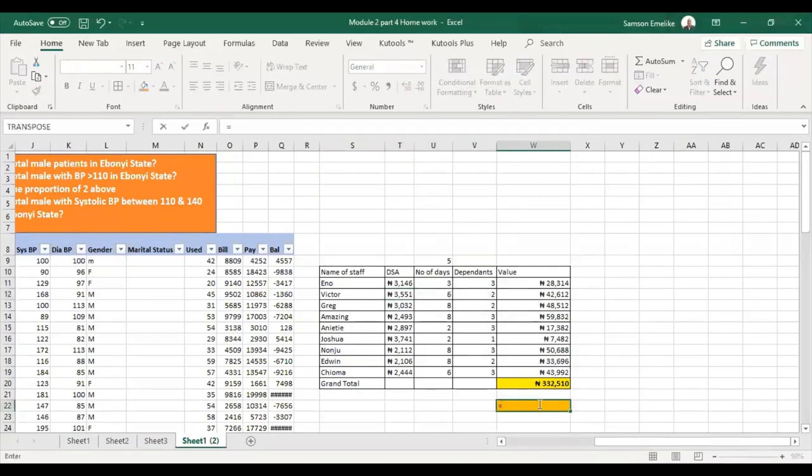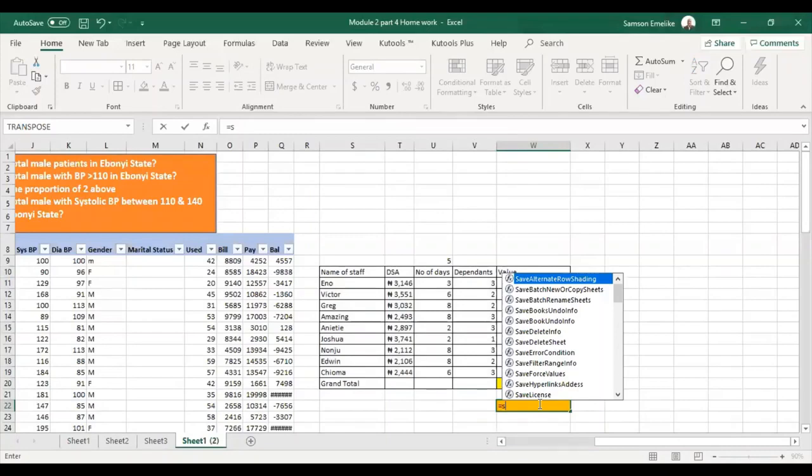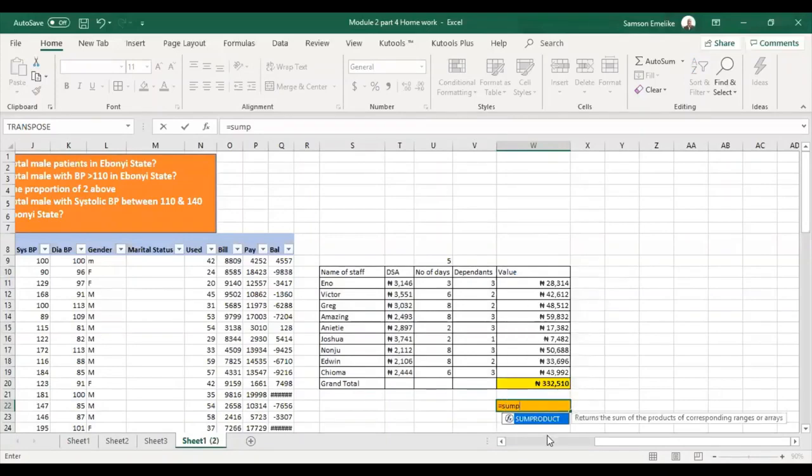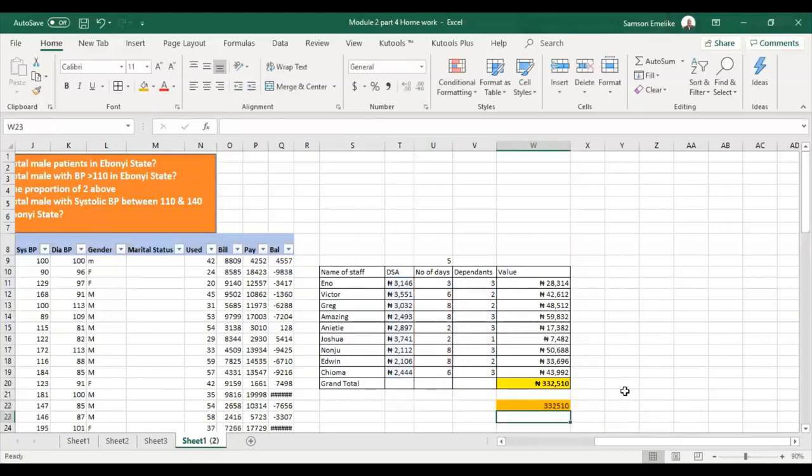I can simply go here and say SUMPRODUCT. It's already selected. So it's going to give me array. The first array is this, comma. The second array is this, comma. The third array is this. I'm done. I still get the same answer.